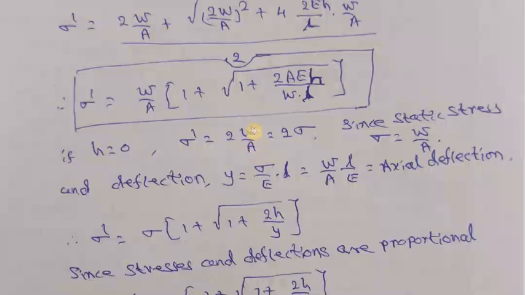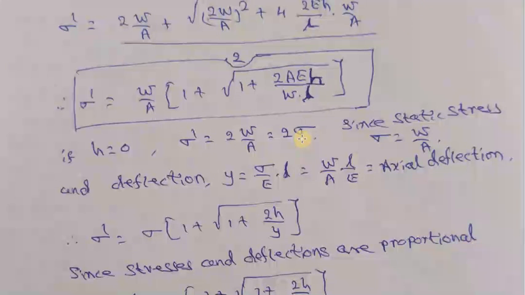So that W by A is nothing but stress, so 2 times stress. Where this stress sigma is going to be the static stress, which is load by area as per the definition, W by A. So this equation means that the instantaneous stress is 2 times the static stress. It is an approximate equation to calculate the instantaneous stress as 2 times the permissible stress.